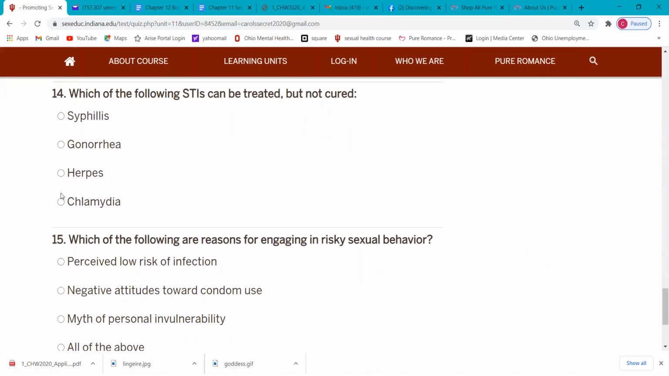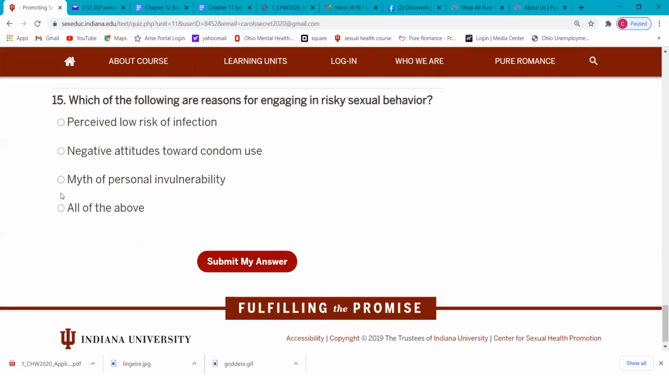So 14, which of the following STIs can be treated but not cured? Syphilis, gonorrhea, herpes, or chlamydia? Herpes. All right, we'll go with herpes. And last question, which of the following are reasons for engaging in risky sexual behavior? Is it perceived low risk of infection, negative attitudes towards the condom, myth of personal invulnerability, or all of the above?